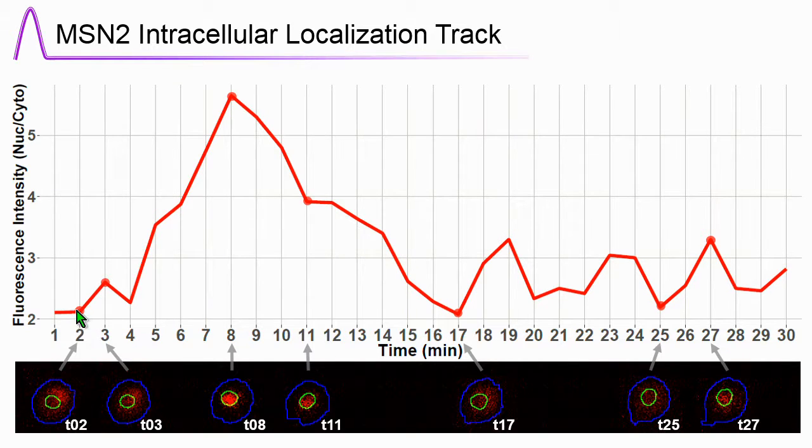We can see here, for time point 2 and time point 17, when the signal reported is low, MSN2 signal is very dispersed in the cytoplasm. But for time point 8, which corresponds to the maximum point in the track, most of MSN2 goes into the nucleus and forms a bright focus. That tells you the track is working. And then after the tracking, I'm going to track the same cell for longer to calculate a growth rate.